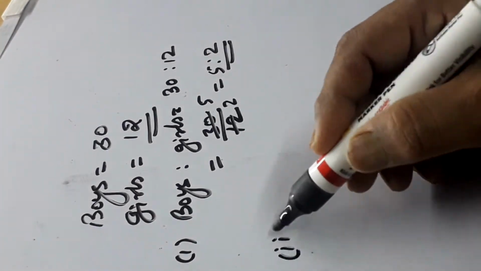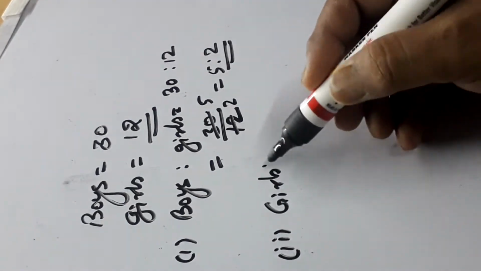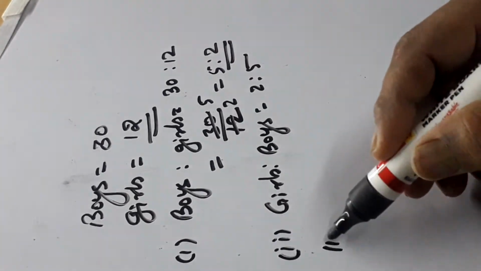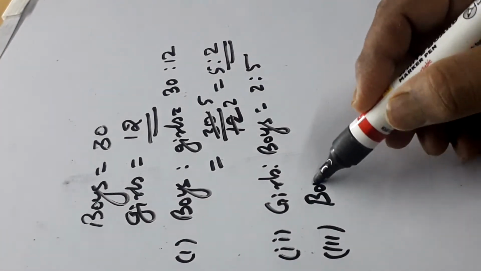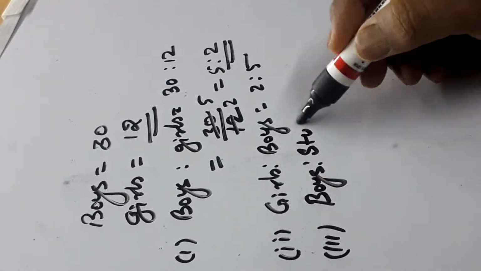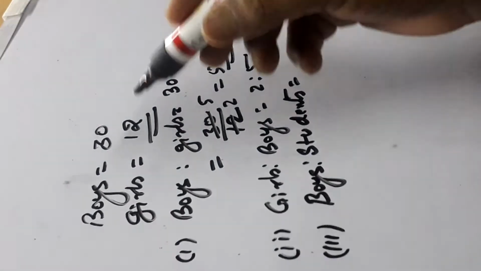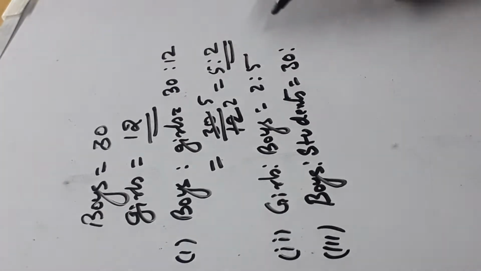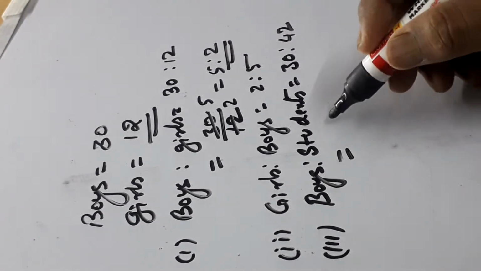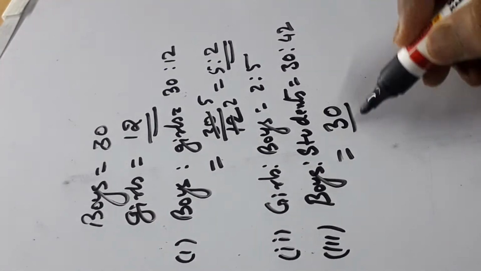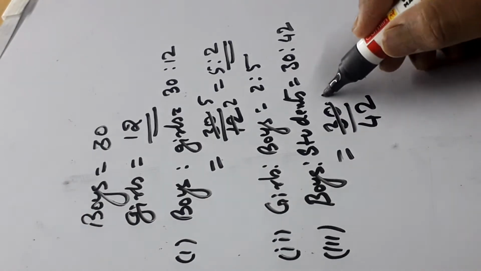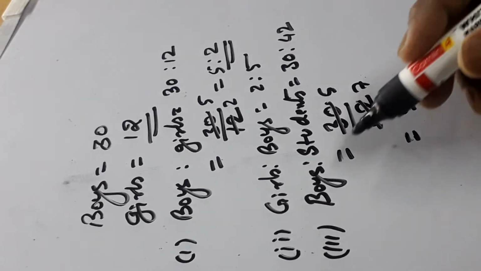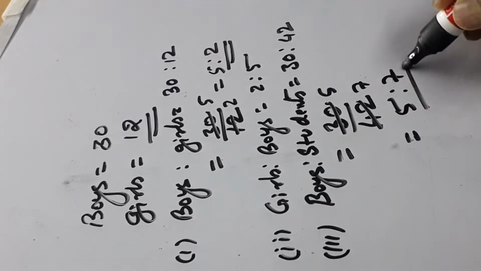If we want to find the ratio between girls and boys, then it will become 2 is to 5. Suppose we have to find the ratio between boys and all the students of the class. Here the number of boys is 30 and the number of all the students in the class is 30 plus 12, 42. Now we will find the ratio in the simplest form, 30 upon 42. 6 fives are 30, 6 sevens are 42. Since their HCF is 6, the ratio between the boys and total students of the class is 5 is to 7.